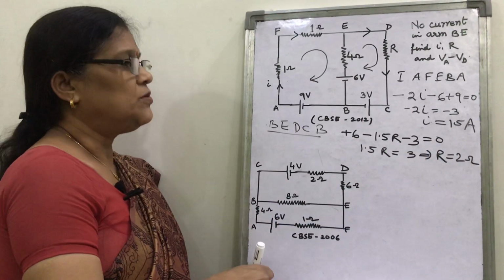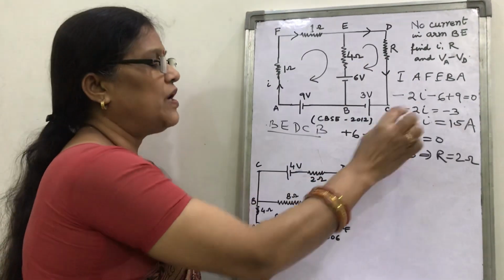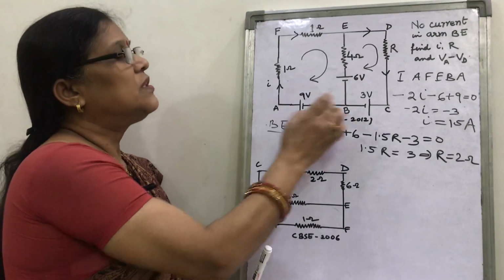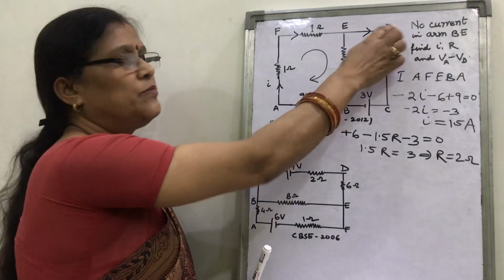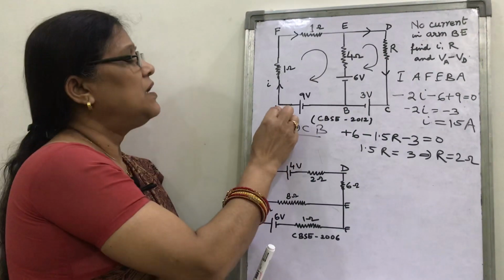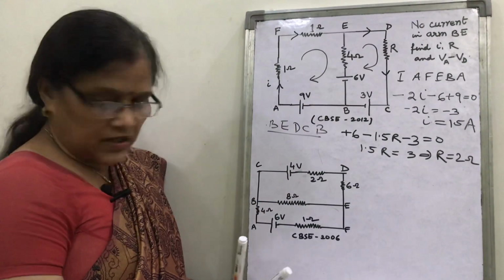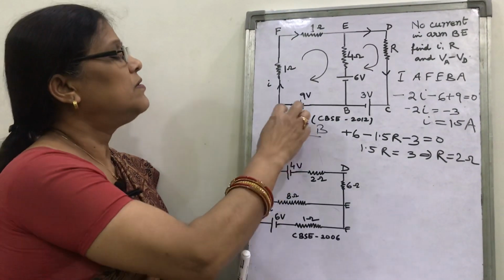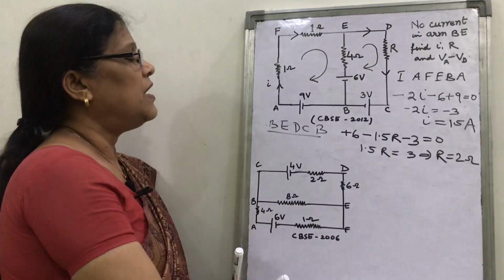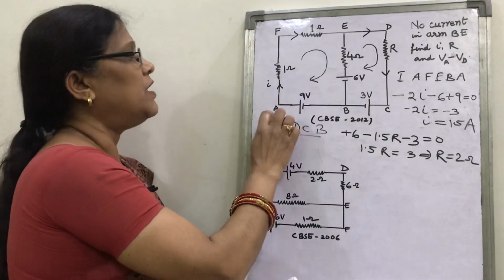So using Kirchhoff's loop rule, we have got the values I equal to 1.5 ampere and R equal to 2 ohm. Now the important thing is the third point, to find the potential difference between the points A and D. Look, there are 3 paths to reach D from A: A, F, E, D; A, B, E, D; and A, B, C, D.